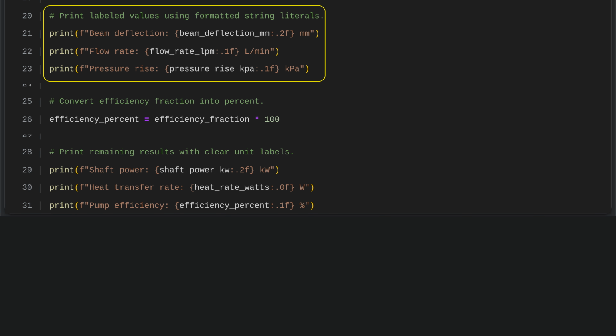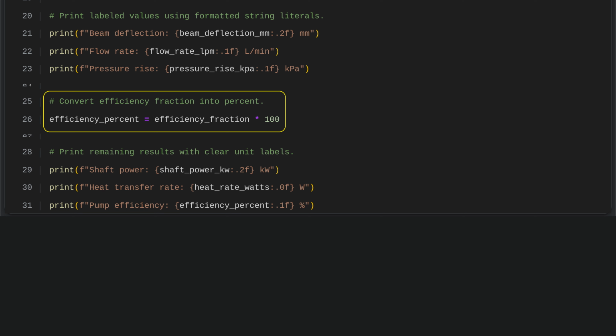The output presents key engineering results with clear units and controlled precision. Beam deflection is shown to 2 decimal places in millimeters, while flow rate and pressure rise are shown to 1 decimal place in liters per minute and kilopascals. This formatting makes the values precise, readable, and less ambiguous.